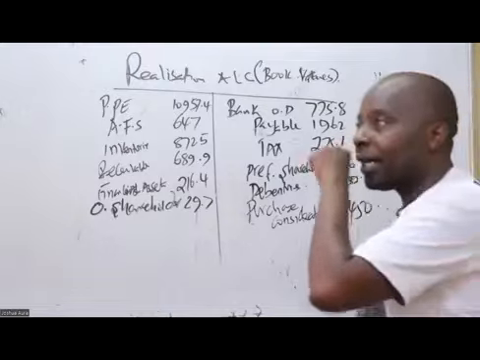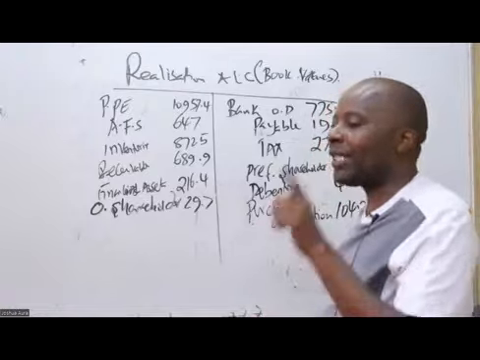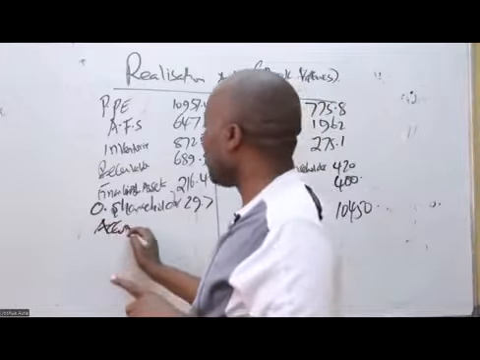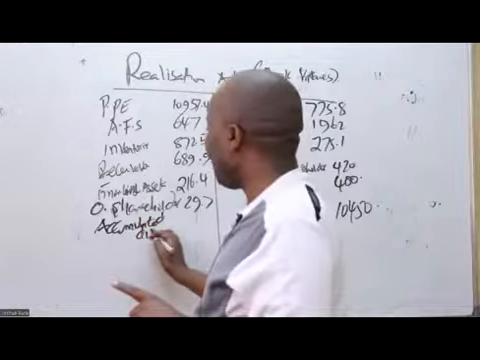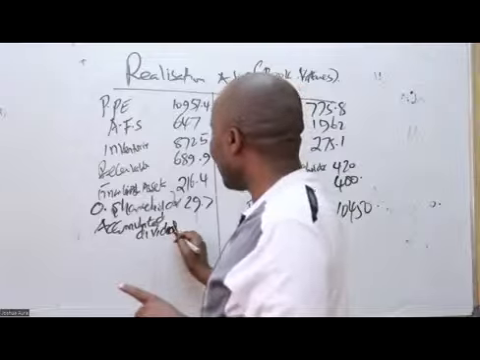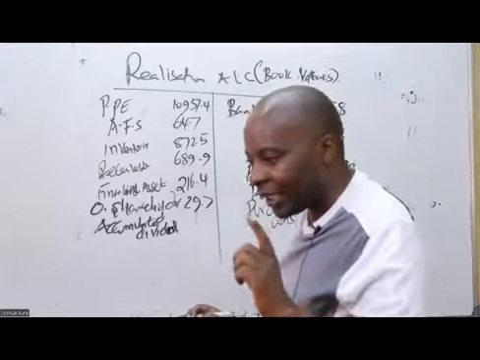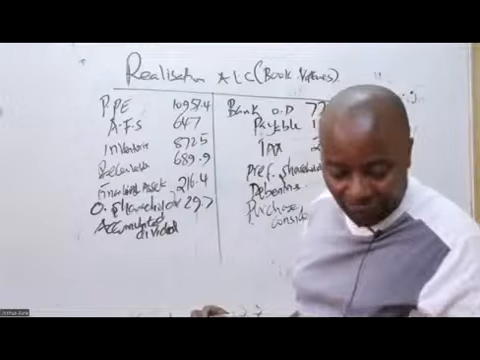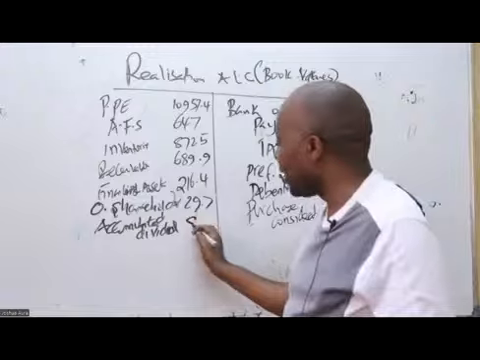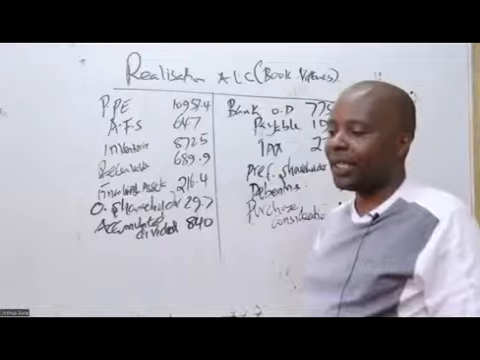And then remember that these people went ahead and paid for us the accumulated dividend, if you remember. How much was it? 840. Is there any other thing that these guys helped us pay?